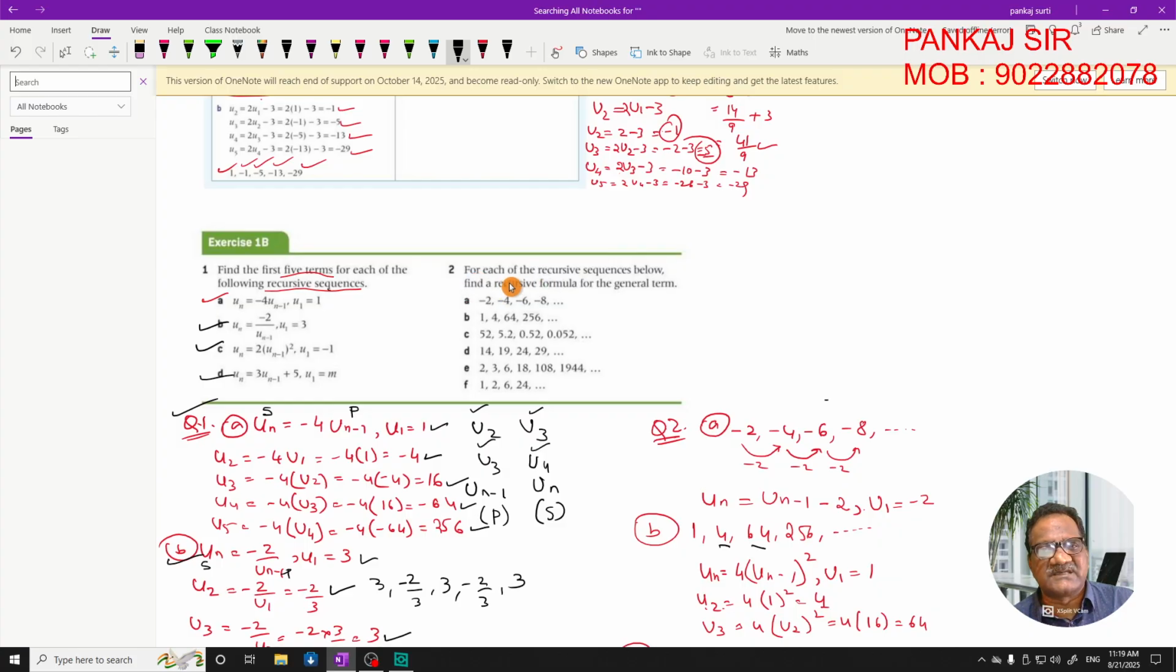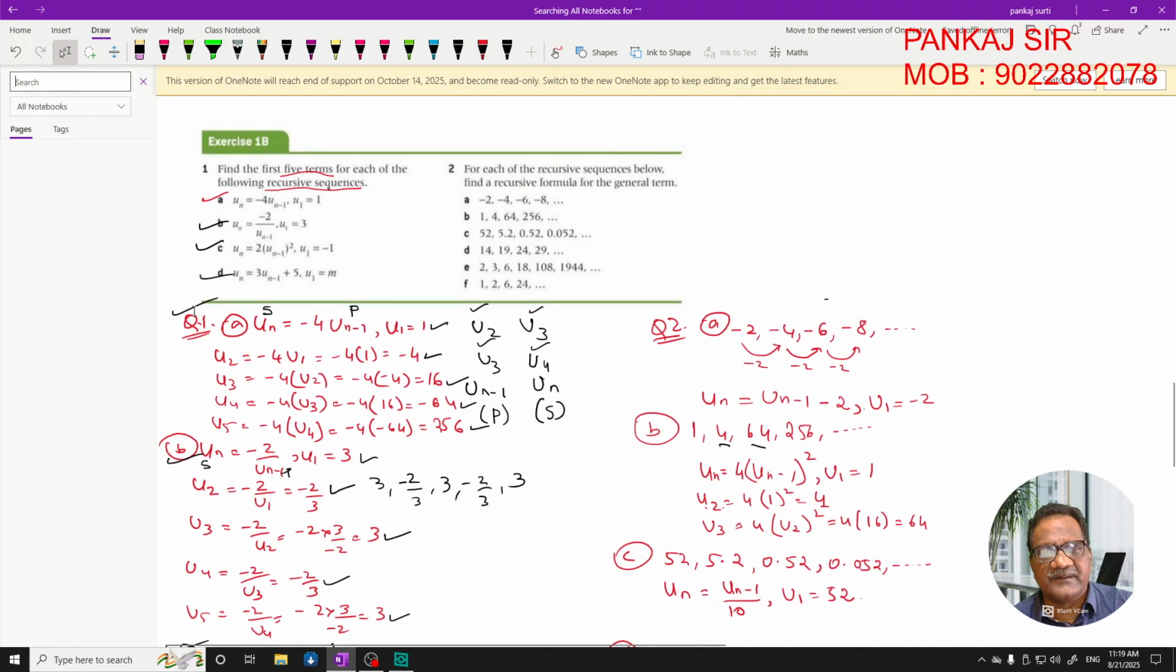What question number 2 says is, for each of the recursive sequences below, find the recursive formula for the general term. You have to find out the recursive formula. And the sequences are given. Let's start with A. A is minus 2, minus 4, minus 8, and it goes on. Now let us check what is the term to term relationship.